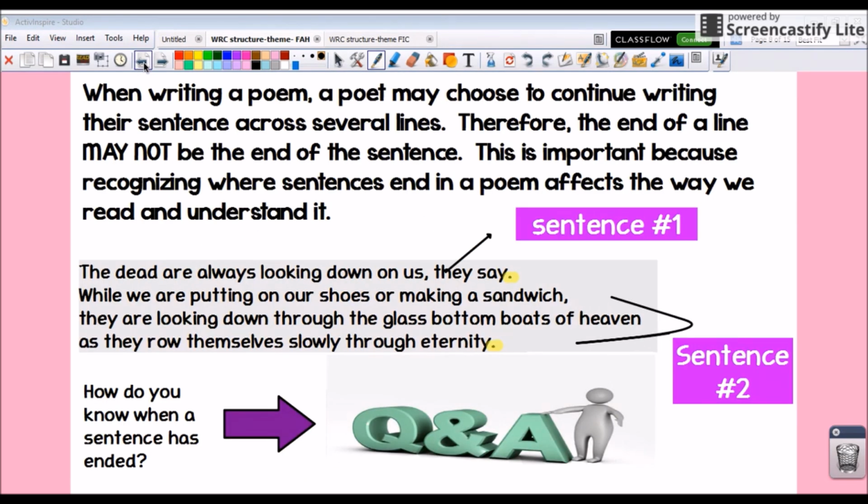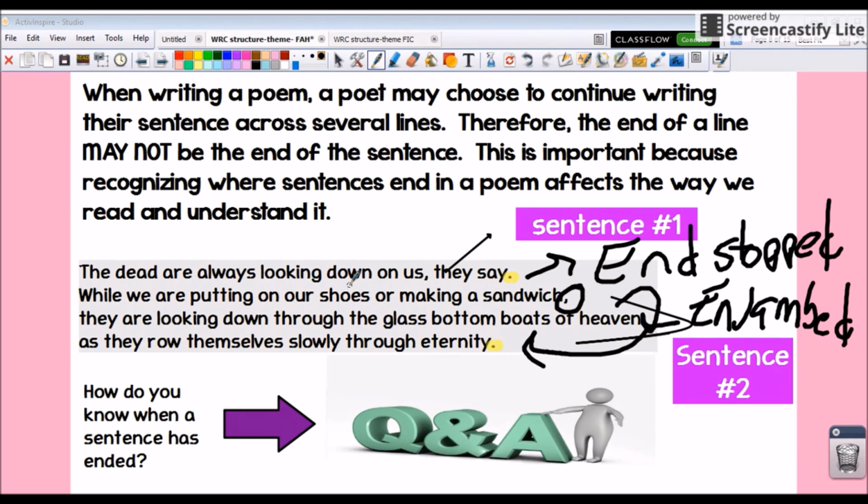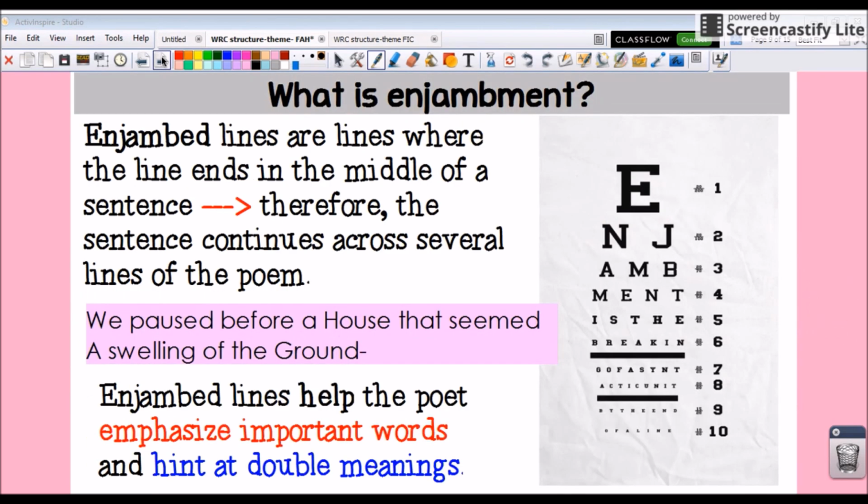The very first line is the opposite of enjambment. It's called an end stop line. It's where the end of the line is the end of the sentence. And then this right here is an example of enjambment. Again, it's where the sentence does not end at the end of the line. It continues across the next line and possibly several lines, depending on the poem.